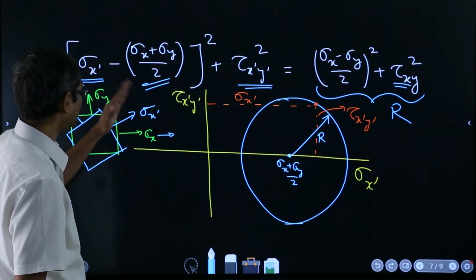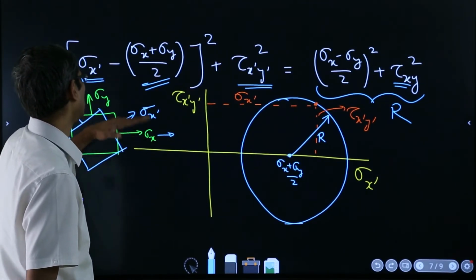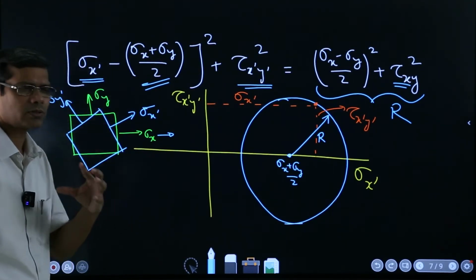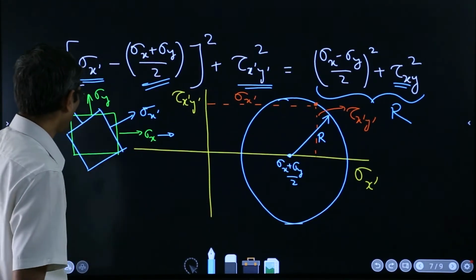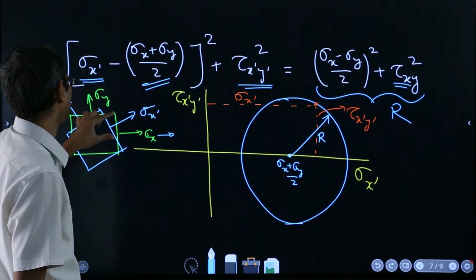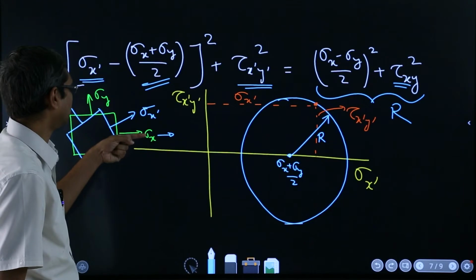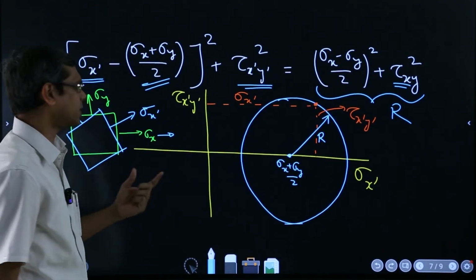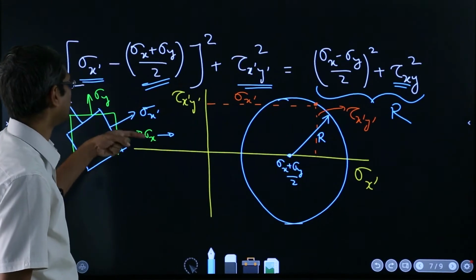Otherwise, all these points are very similar. Every orientation has got its own right, so to say. What I want to say is there is no preference of this axis over this axis.